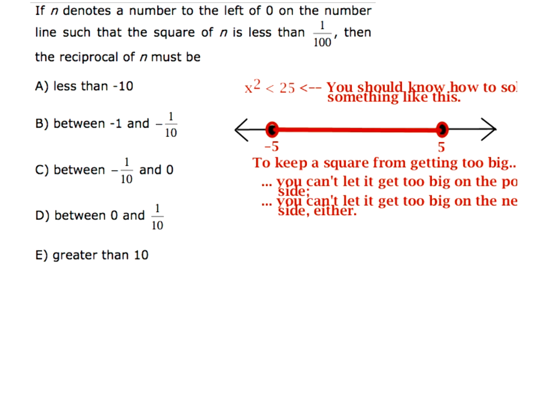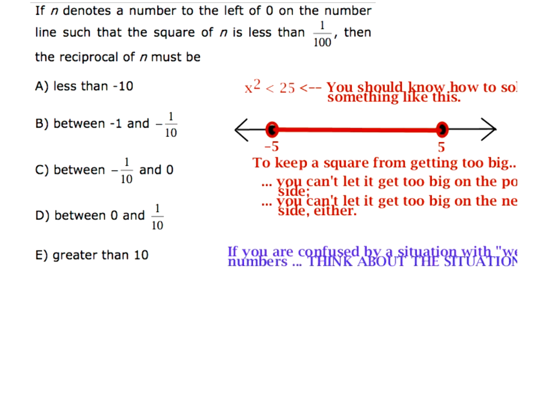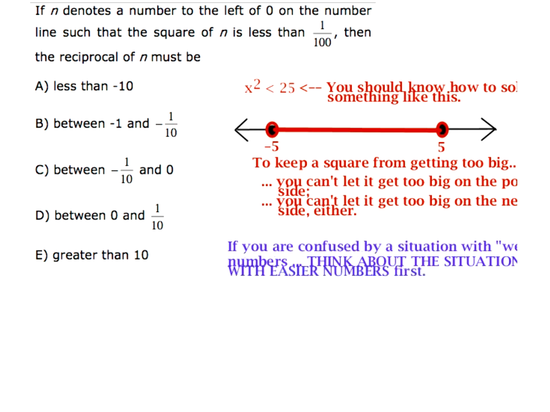Now if you think about it with a fraction, there's another lesson for you here, which is that a lot of you guys probably think about 25 much more easily than you would think about 1/100. So you might want to think about something like that first. If you are confused by a situation involving weird numbers, then think about the situation with numbers that are less weird first. If doing this with 1/100 confused you, then don't think about 1/100 right away. Just think about 25 and then go back to thinking about 1/100.